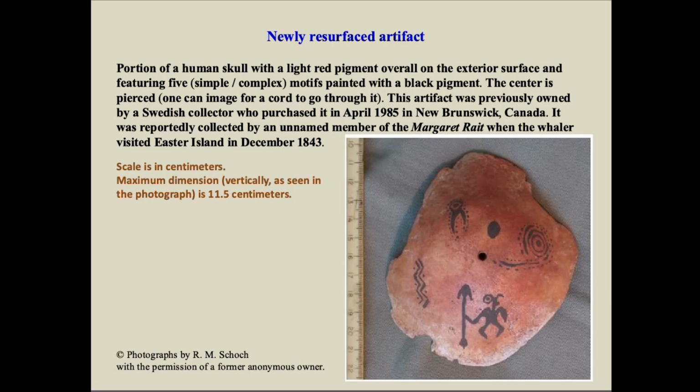We don't know exactly who collected this. It ostensibly was also collected, and I think it's very believable, by one of the whalers in the 19th century, potentially from the Margaret Rait. It came out of New Brunswick. It came from a New Brunswick family, apparently. But look at it. Next slide.